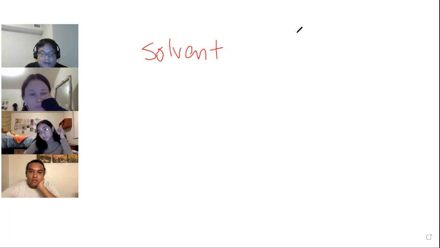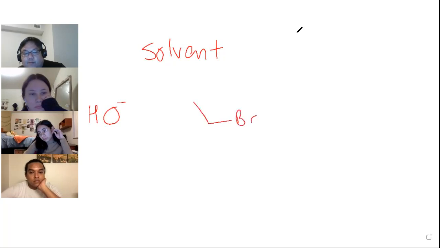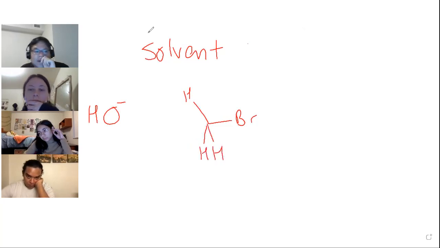And the reason why is that I want to see if you guys can figure out. So imagine this is my nucleophile, and then I have a nice bromomethyl, methyl bromide as my substrate. So now I'm doing this reaction.